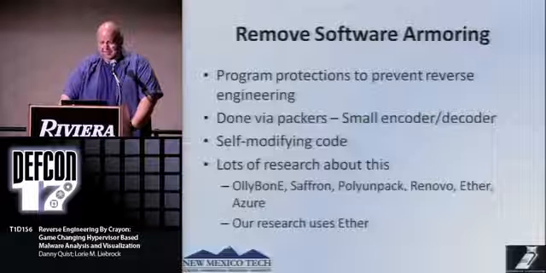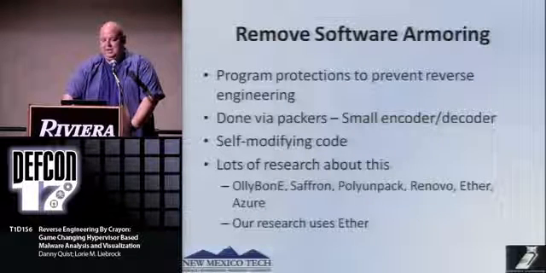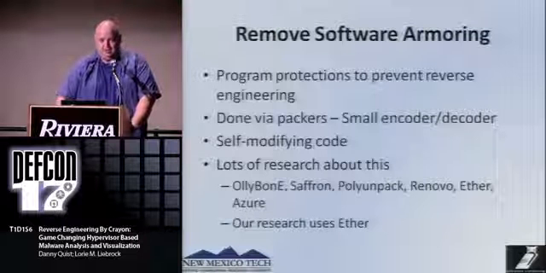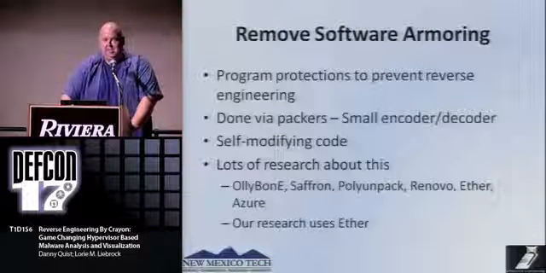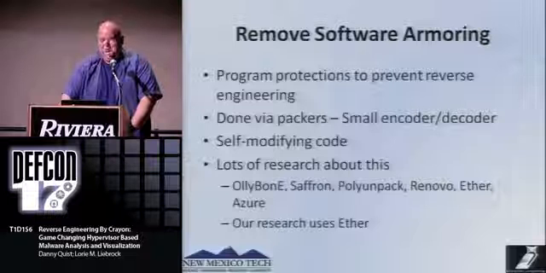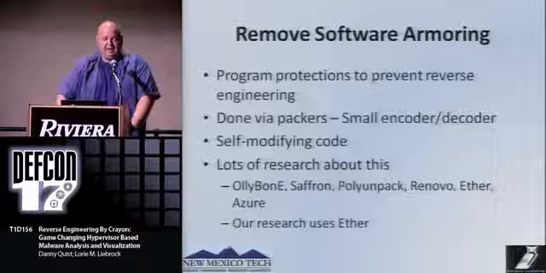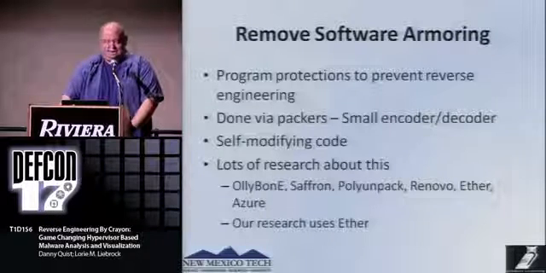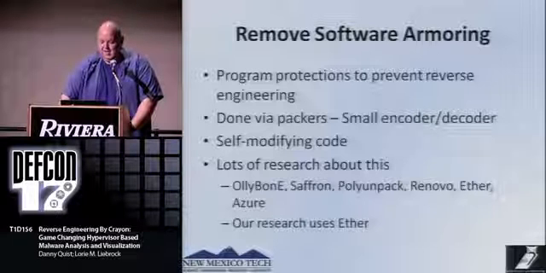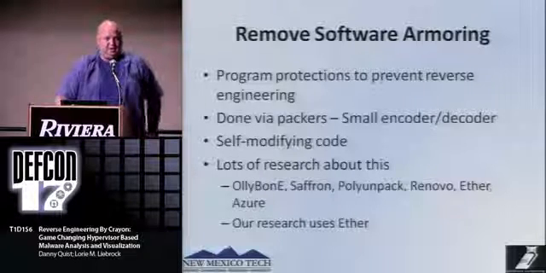Okay. So now removing software armoring. Software armoring are just protections to prevent reverse engineering or make the program smaller or protect it in some manner. And this is done via packers, which are just self-modifying code. And there's a whole lot of research out there on this: Oligo, Saffron, PolyUnpack, Renovo, Ether, and Azure. So this research is going to use Ether.